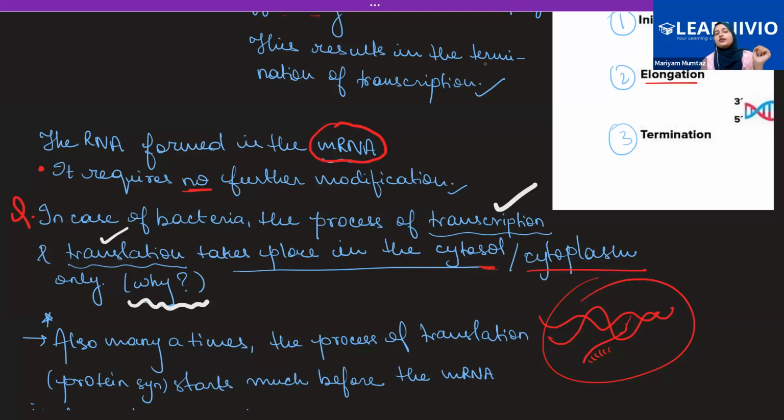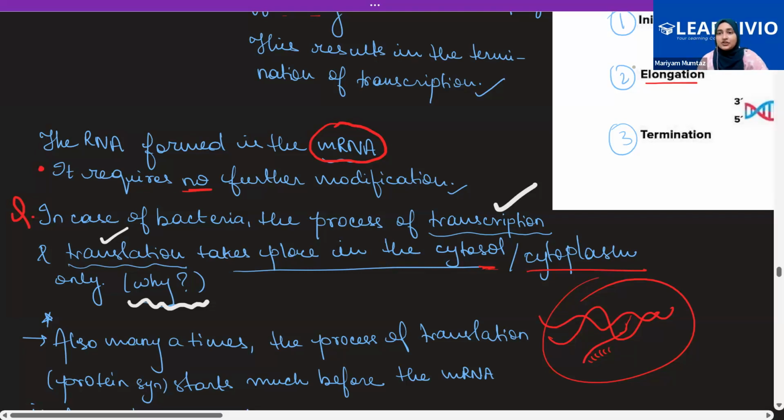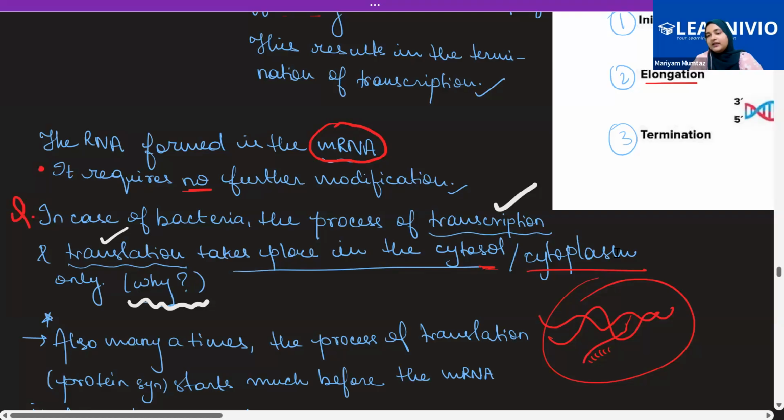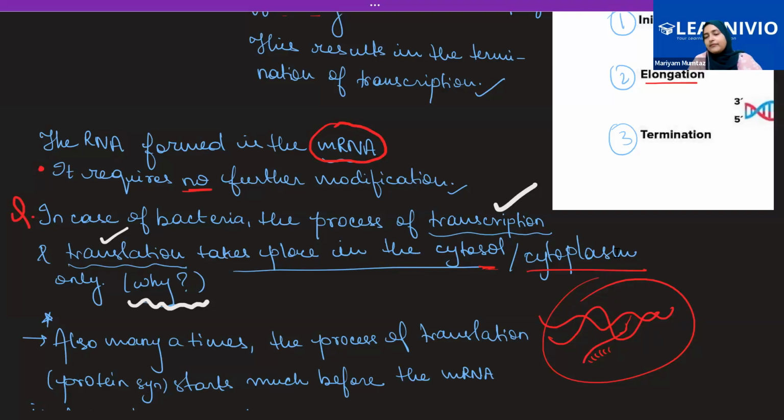Now there is this question right in front of you, students. In case of bacteria, the process of transcription and translation takes place in the cytoplasm only. Why? Why not two separate places? Can anyone tell me? This requires basic knowledge. Tell me, why would it just take place in the cytoplasm? Why not any other compartment? Is it because they're prokaryotes?